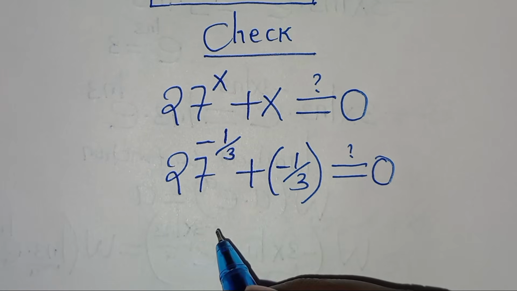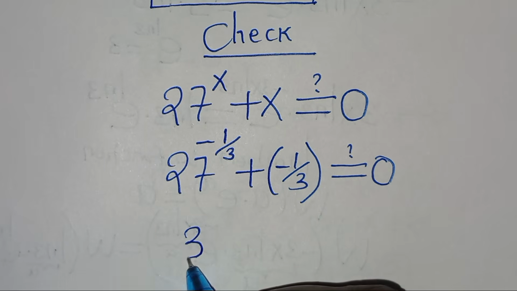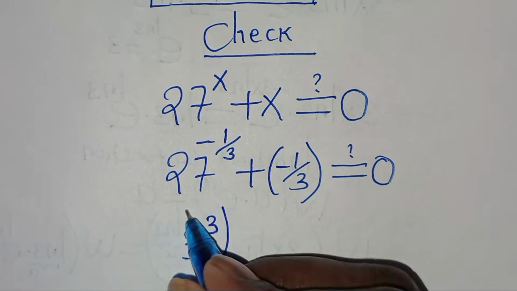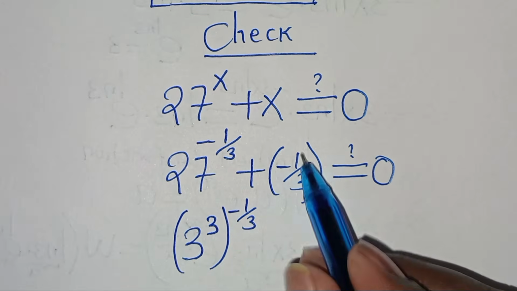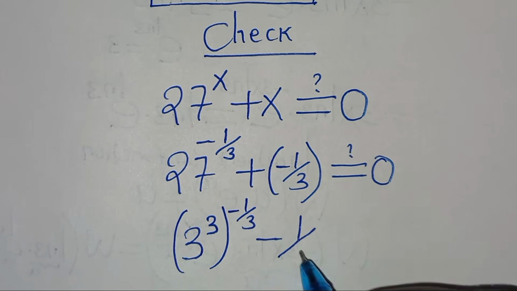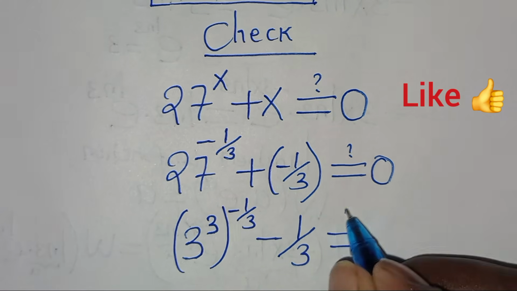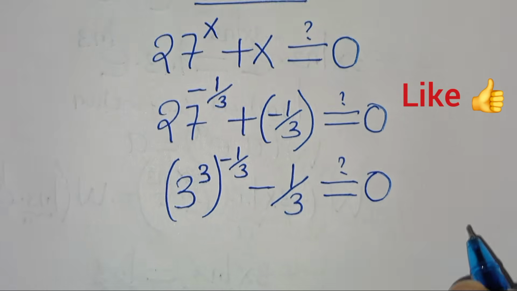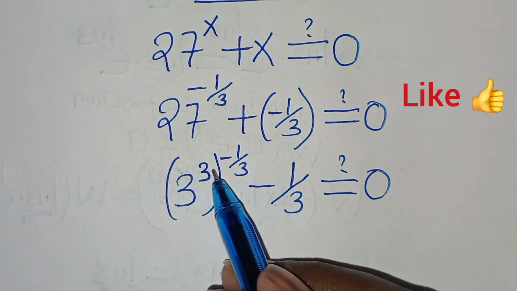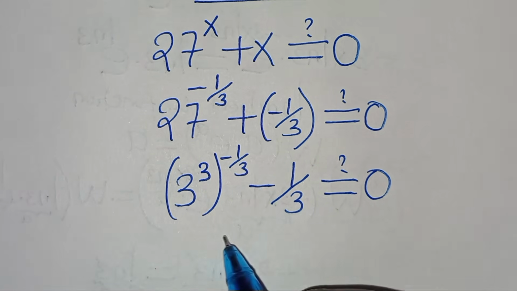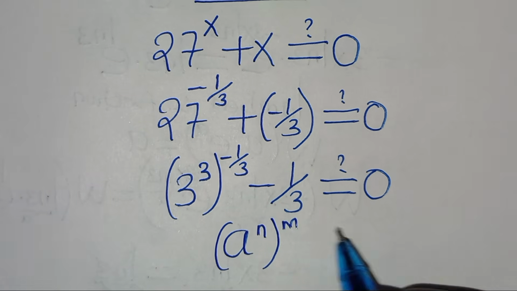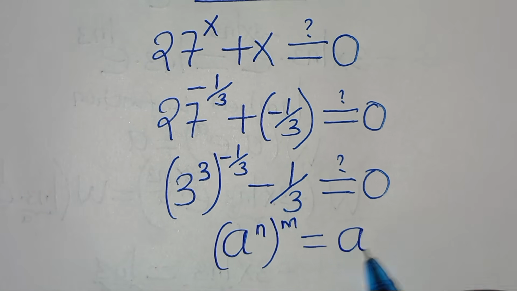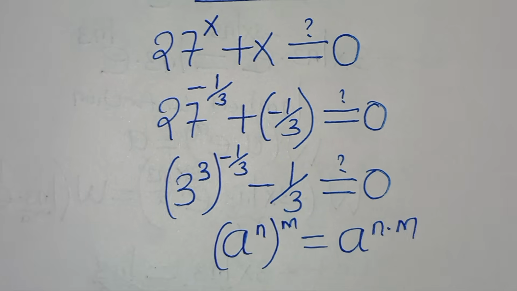So we can express 27 as 3 to the power of 3, raised to the power of minus 1 over 3, then plus minus 1 over 3. This should give us a value of 0. So 3 to the power of 3 raised to the power of minus 1 over 3 is in the form of a to the power of n raised to the power of m, which can be expressed as a to the power of n times m.